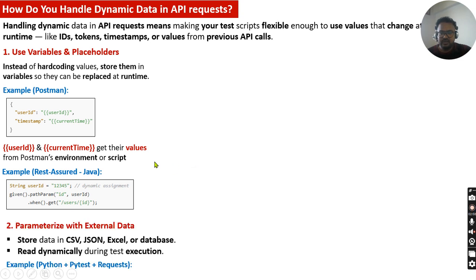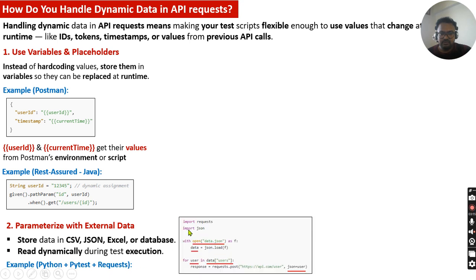Okay, then parameterization with external data. You can store the data in CSV, JSON, Excel or a database directly, and read the data dynamically from there itself during the execution. For example, with Python plus the requests library, what you can do is import requests, import json, and you see the data = json.load.